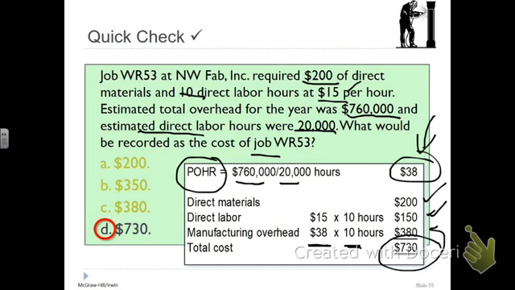One other quick note, overhead costs have become a bigger and bigger percentage of overall costs, so it is not at all unheard of to see manufacturing overhead be a larger number than, even in this case, direct labor rates.